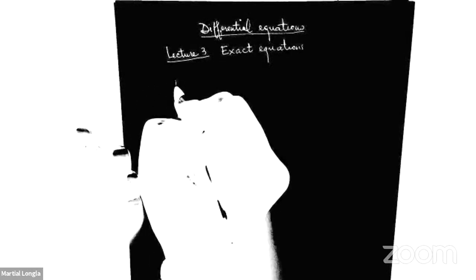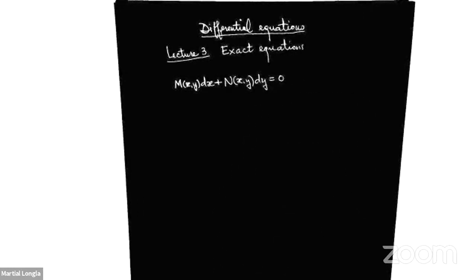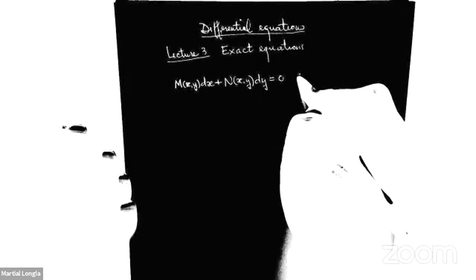All right, so I love this kind of screen. So, differential equations, lecture 3, exact differential equations. What do we call an exact differential equation? It would be an equation of the kind M of x,y dx plus N of x,y dy equal 0. Notice that this is the same formula that we had for homogeneous equations, right? The only difference now is the condition. We had one condition there for the equation to be homogeneous. We have a different condition now for the equation to be exact.